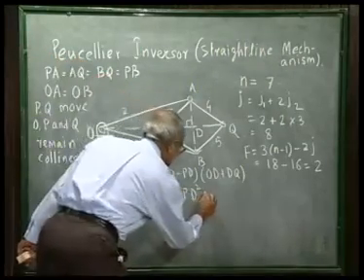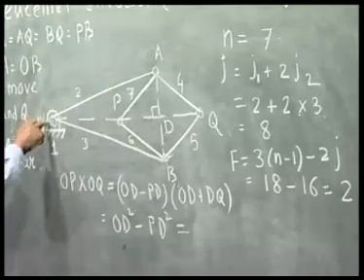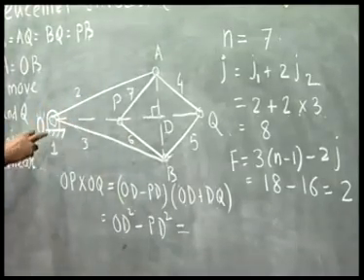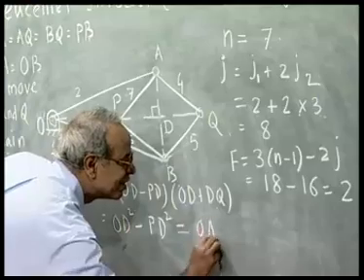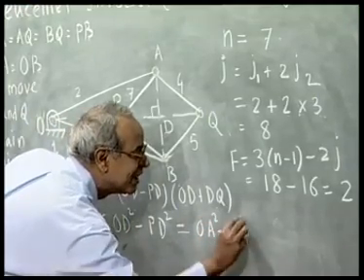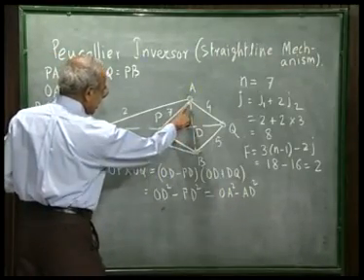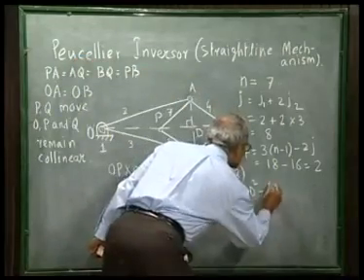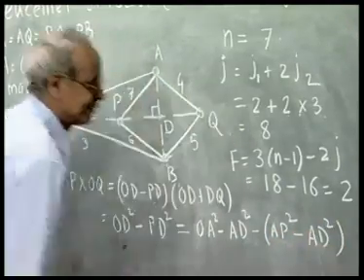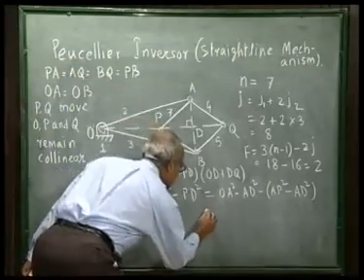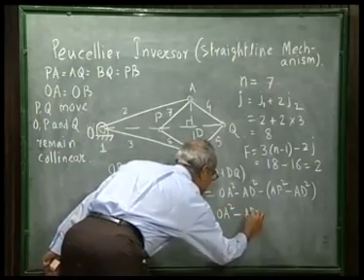Now I can subtract AD squared from each of these terms. OD squared, because this is a right angle triangle, using the Pythagoras theorem, I can write OD squared is OA squared minus AD squared. Similarly, PD squared, again this is a right angle triangle, so PD squared I can write as AP squared minus AD squared. So this minus AP squared minus AD squared. AD squared cancels, so this gives me OA squared minus AP squared.